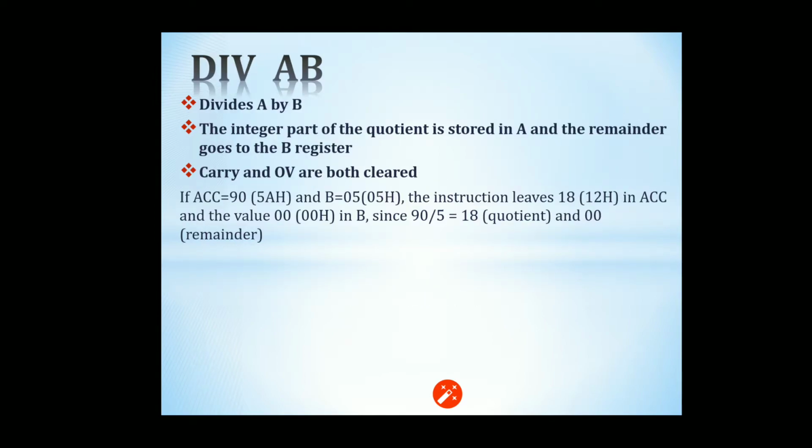Next instruction is DIV AB. This instruction divides the A register by the B register. One operand should be in the A register and the second operand should be in the B register. The integer part of the quotient is stored in the accumulator while the remainder goes to the B register. In this instruction, the carry and overflow flags are both cleared.